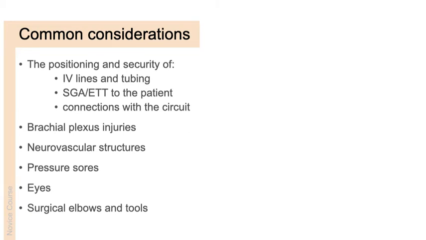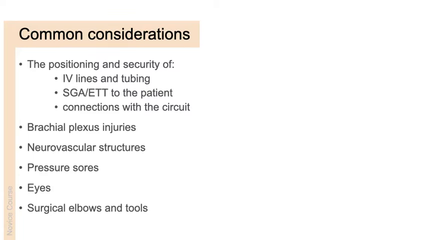So common considerations that we think about when moving a patient are the positioning and the security of that which we've put in place: intravenous lines and any tubing and connections from them, the security of a supraglottic airway or endotracheal tube, and any connections with the circuit from the tube to our anaesthetic machine.